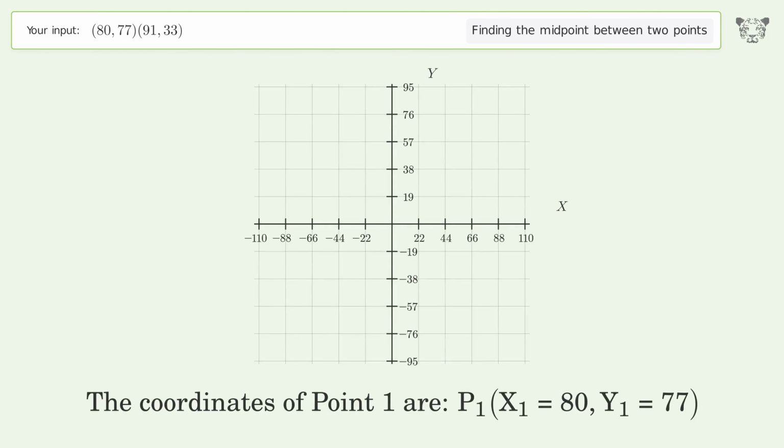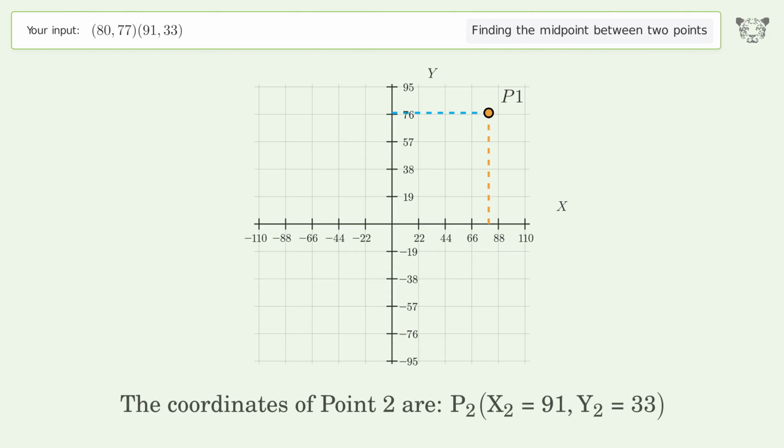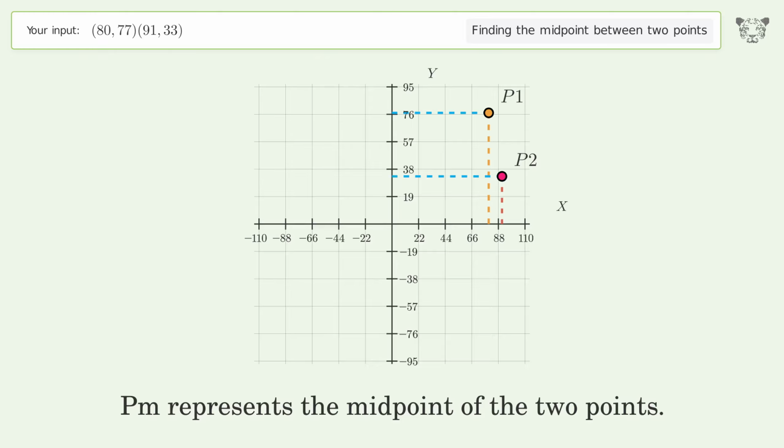The coordinates of point 1 are x1 equals 80, y1 equals 77. The coordinates of point 2 are x2 equals 91, y2 equals 33. PM represents the midpoint of the 2 points.